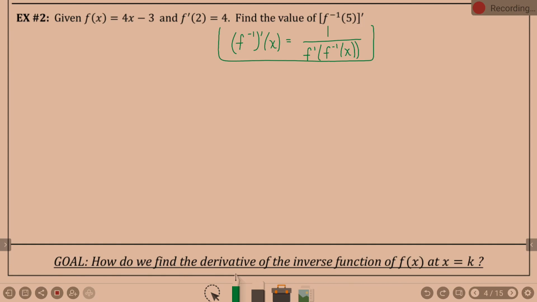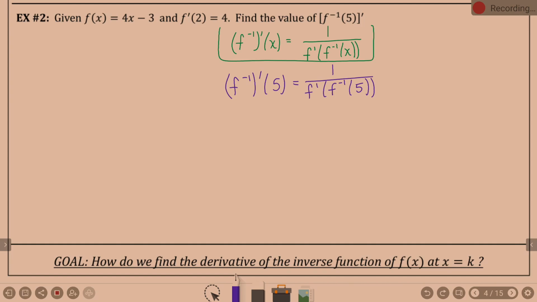What are we trying to do? We're trying to find this at 5. Sorry, I was looking at my notes. We're trying to find the derivative of f inverse at 5. That means if you're plugging in 5 for x, it's going to be 1 over f prime of f inverse of 5. Got it?